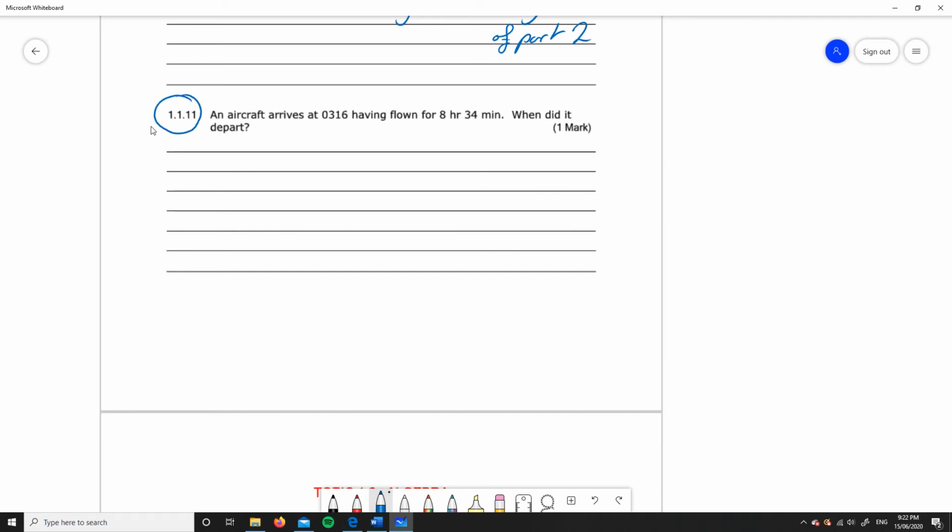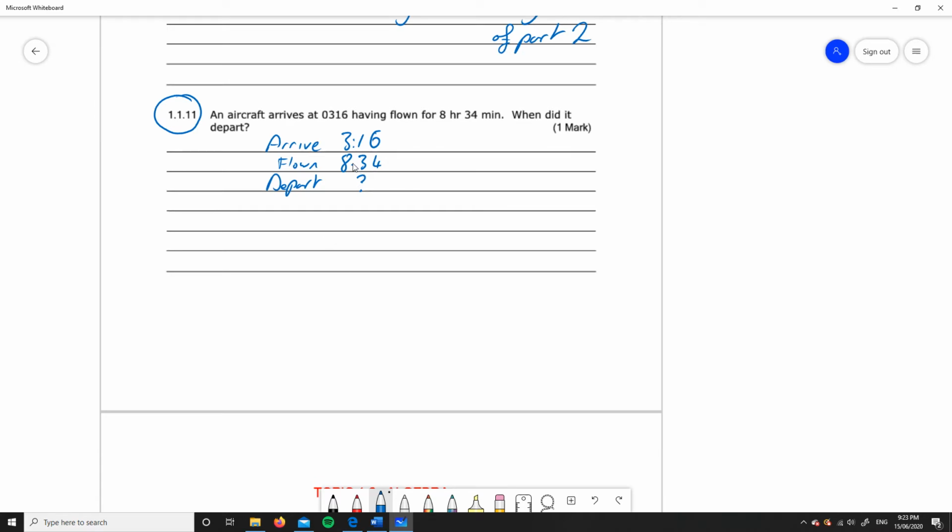Starting with question number 11. Okay, so if I arrive at 3:16 in the morning, having flown for 8 hours and 34 minutes, what time did I depart?